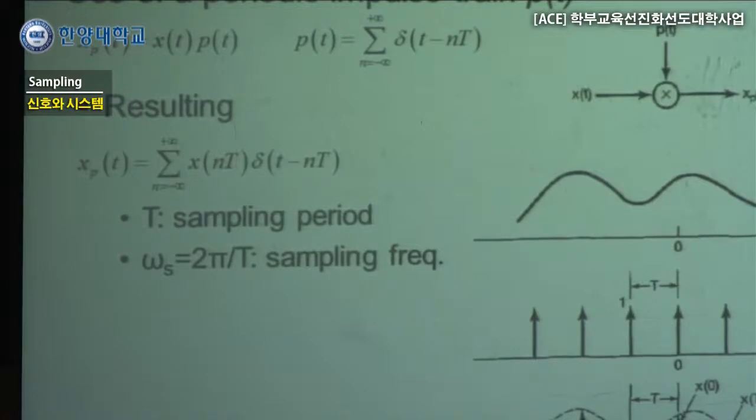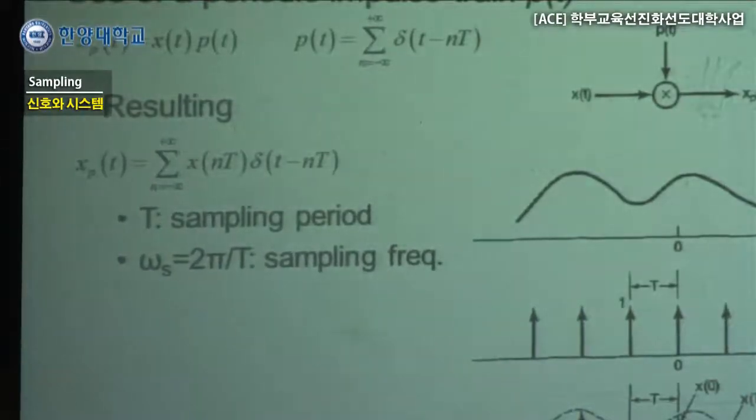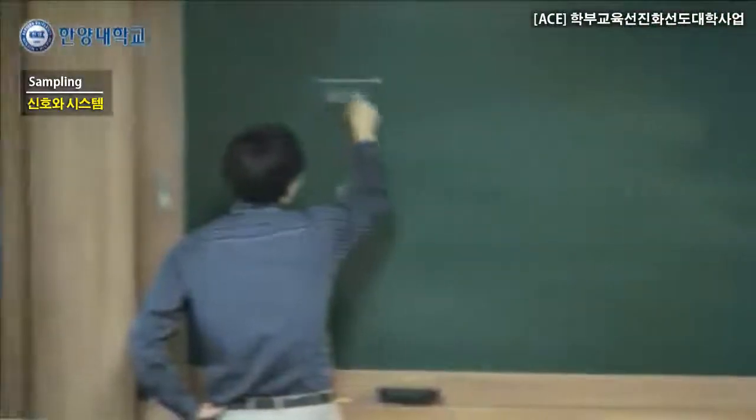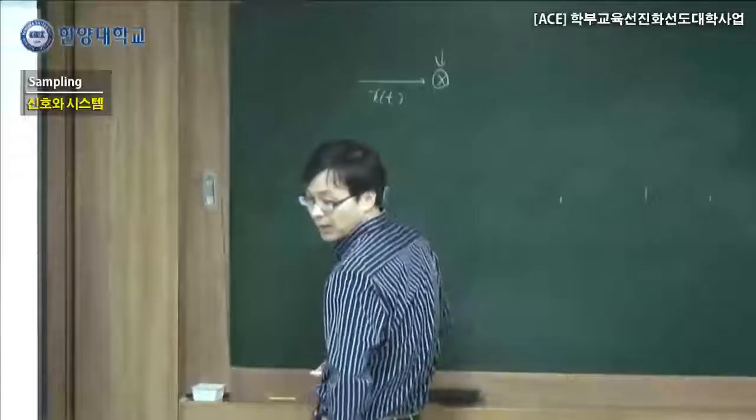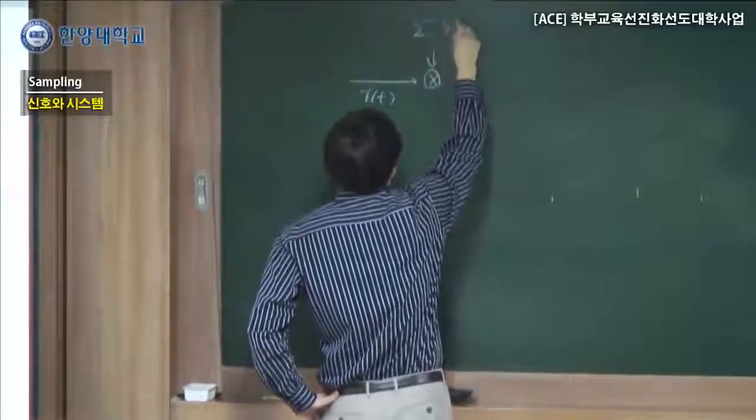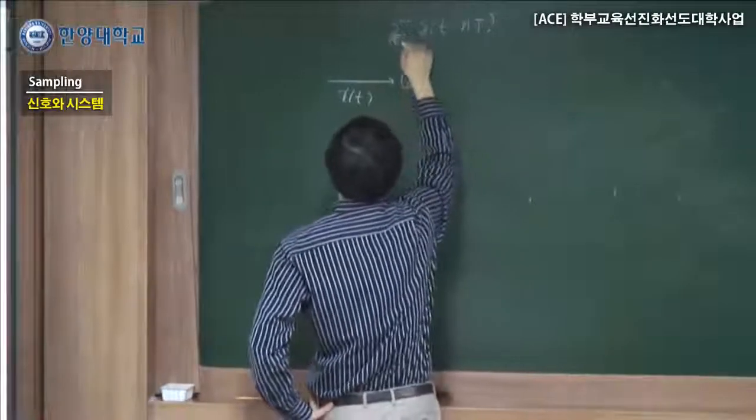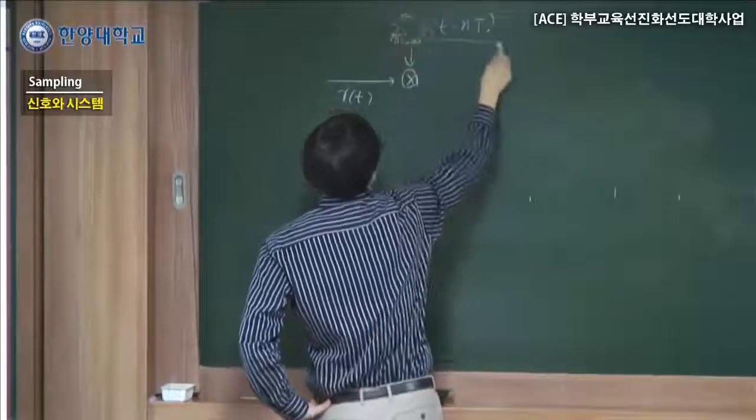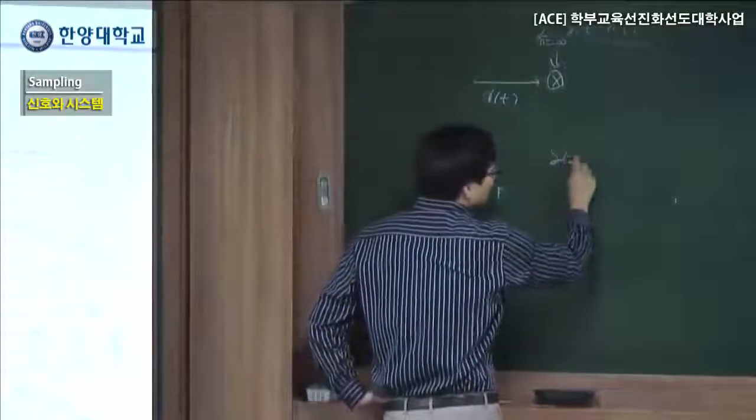Let's think about the convolution. If you have a continuous time signal, which is x(t), multiplied by an impulse, which is a delta function spaced by nT, where n equals minus infinity to infinity. So what is this signal? So what is delta(t)?